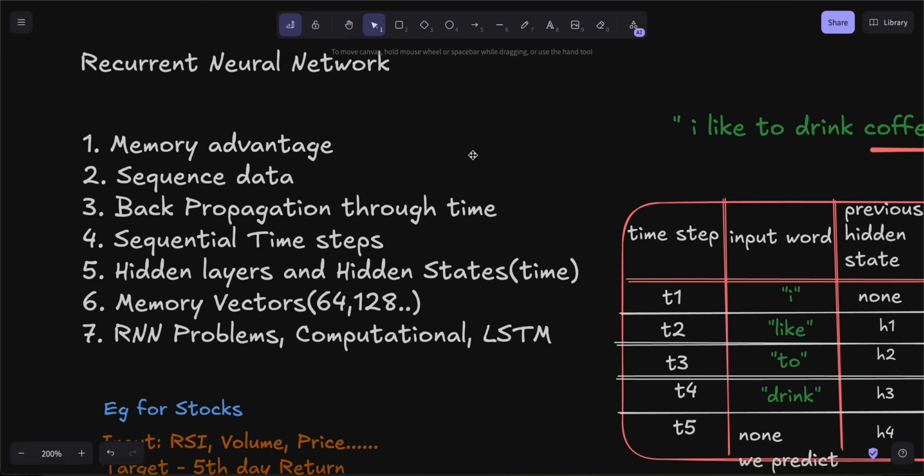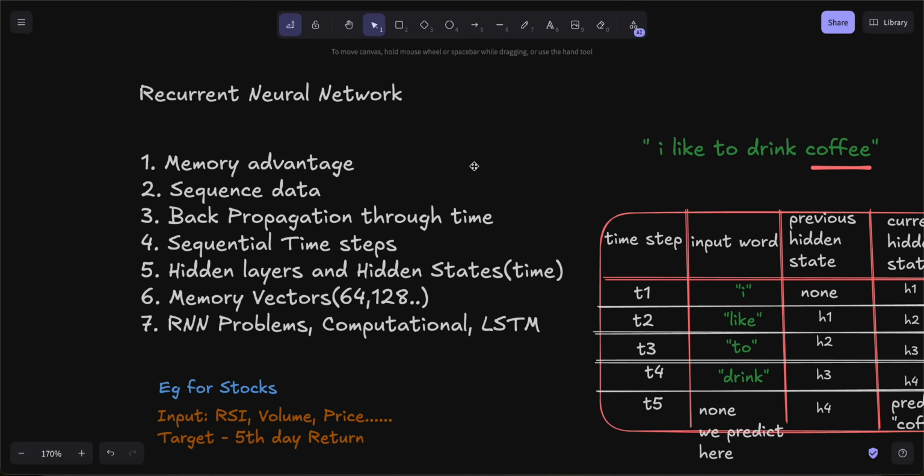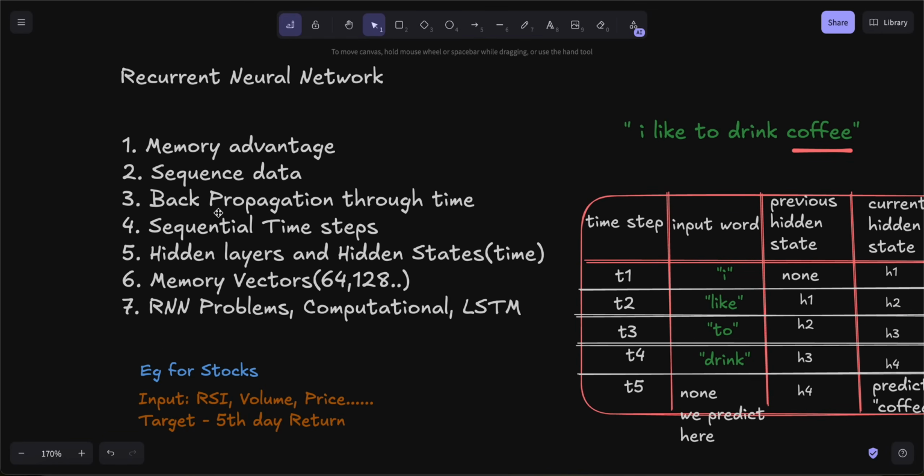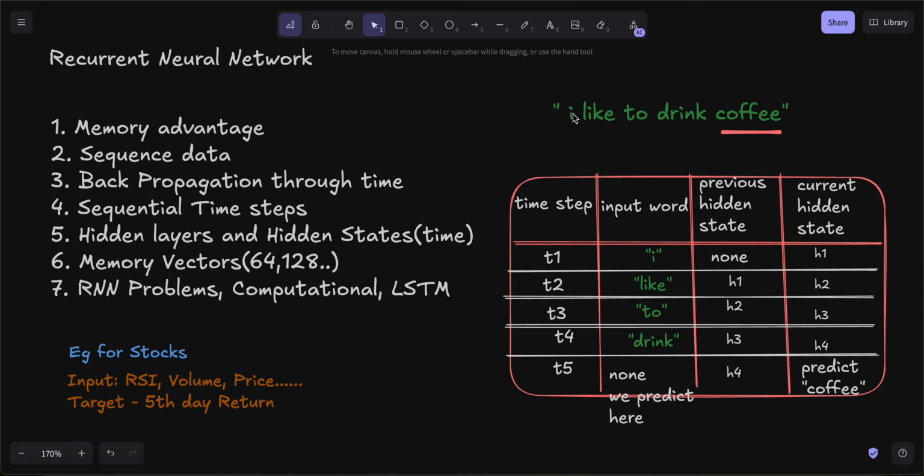The fundamental difference between a recurrent neural network and the normal feed-forward neural network is that it's got back propagation not only through the hidden layers, but it's called back propagation through time. So that's through the hidden states. It's got a sequential time step. Let's take this example of "I like to drink coffee."